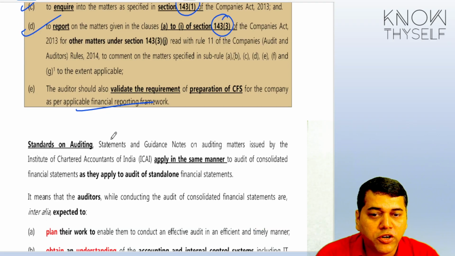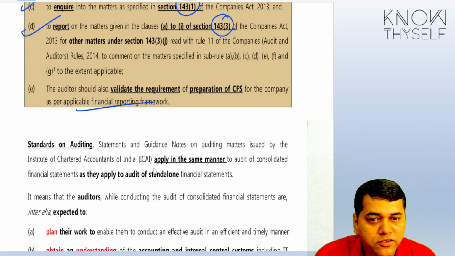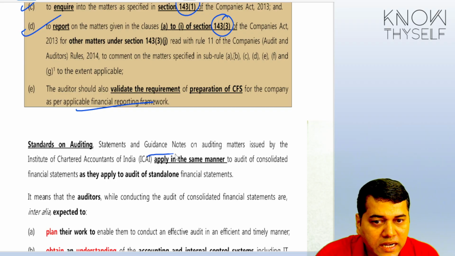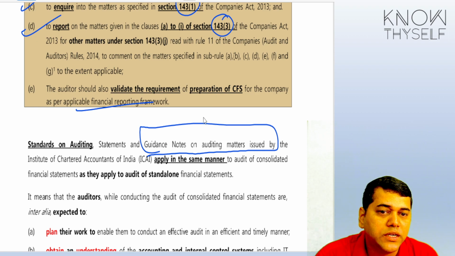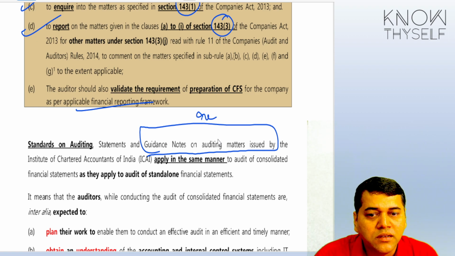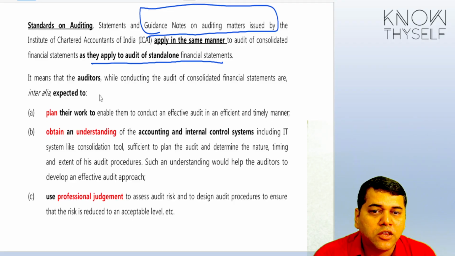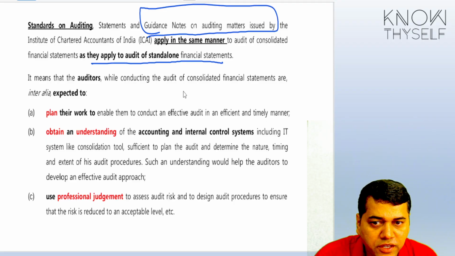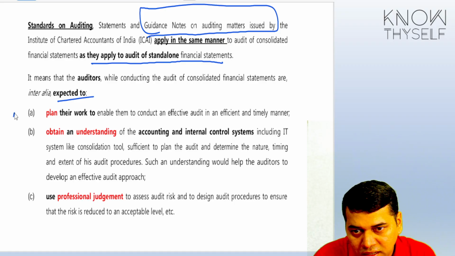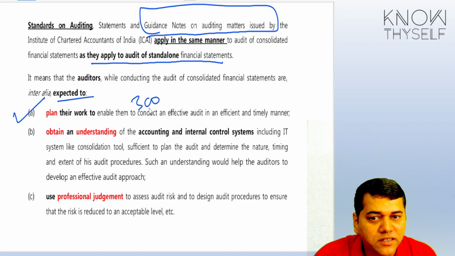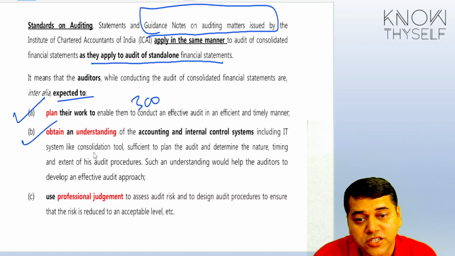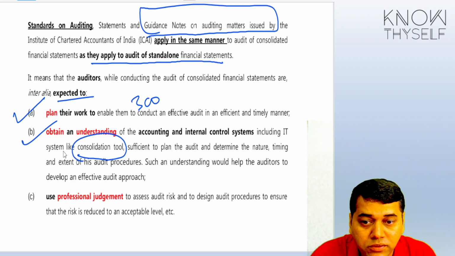Now standards on auditing, statements and guidance notes issued by the ICAI also become applicable. Guidance notes are only recommendatory. They also apply to the standalone financial statements. It means that the auditors, while conducting the audit of CFS, are expected to, first, plan their work as well as SA 300, and obtain an understanding of the internal control system and the IT systems of the consolidation tool, like Hyperion.